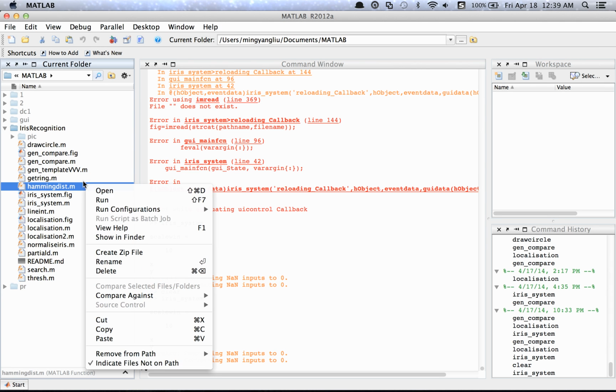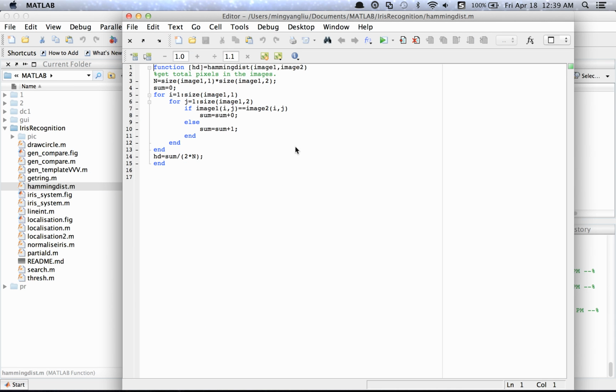And then the Hamming distance function. This one is a very simple function to calculate the Hamming distance. The inputs are two images, image 1 and image 2. The output is the Hamming distance.